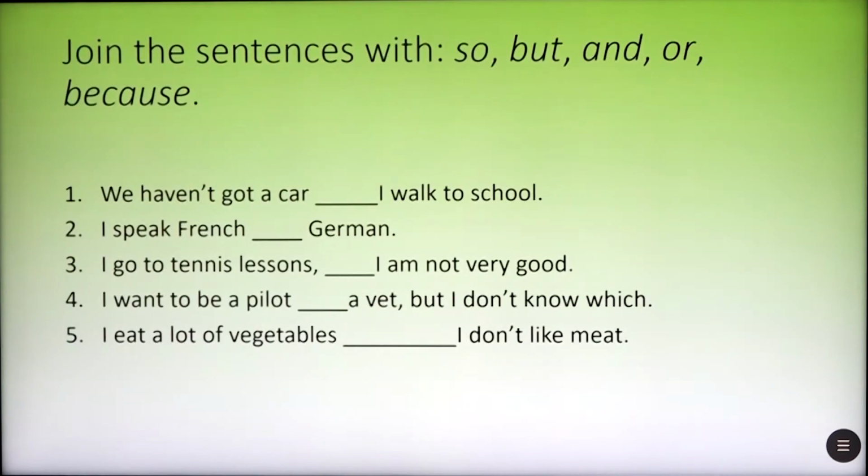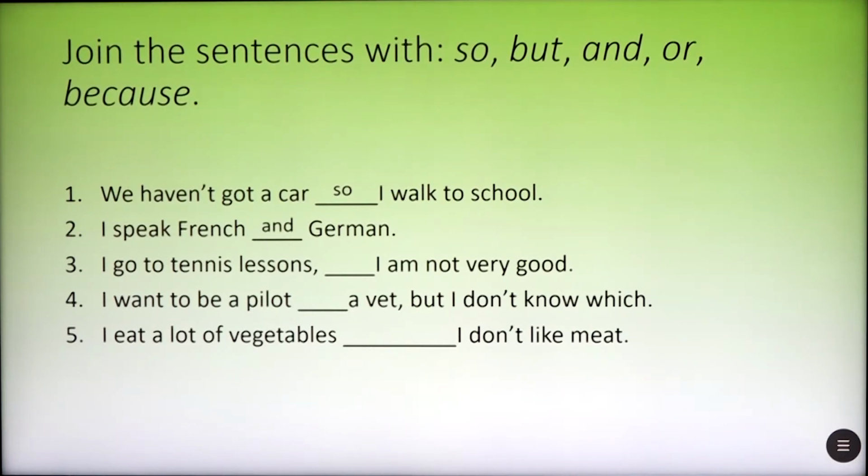Let's try to do some exercises with linking words. We will join the sentences with so, but, and, or, and because. The first one, we haven't got a car. Which linking word should be here? So, I walk to school. Next one, I speak French and German. We add information.